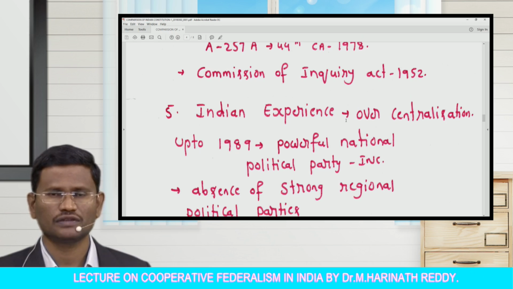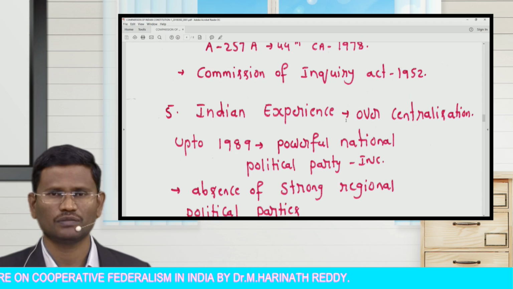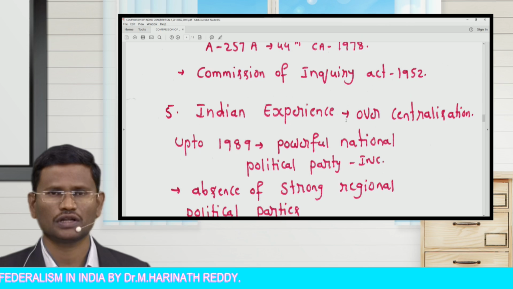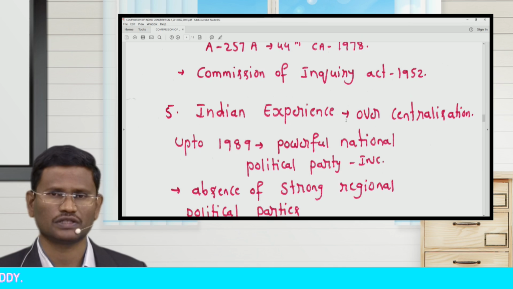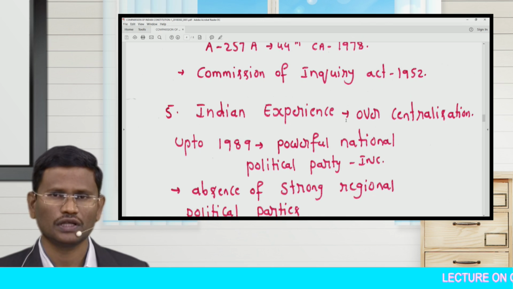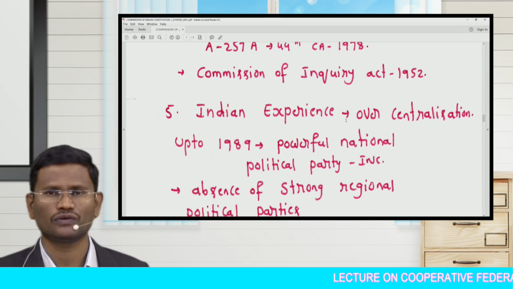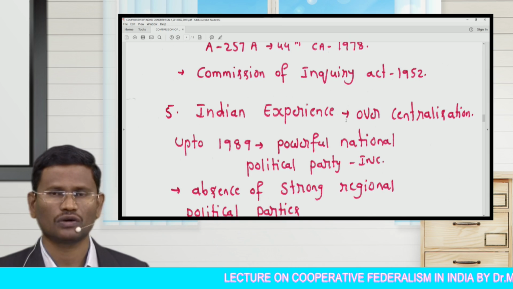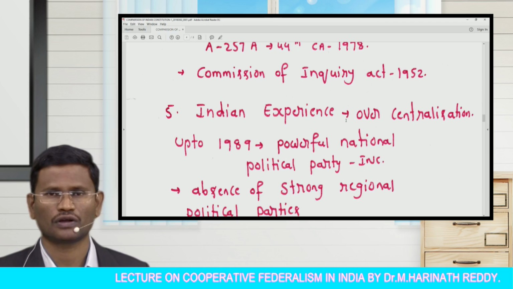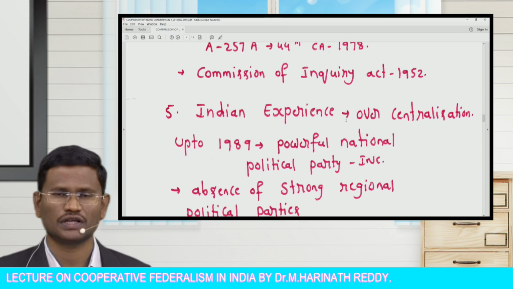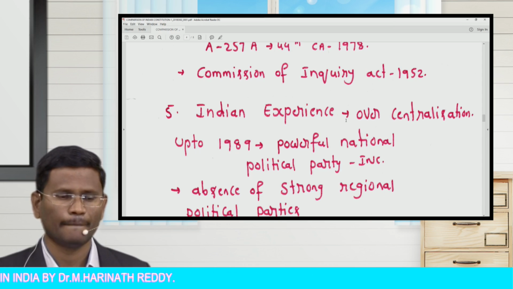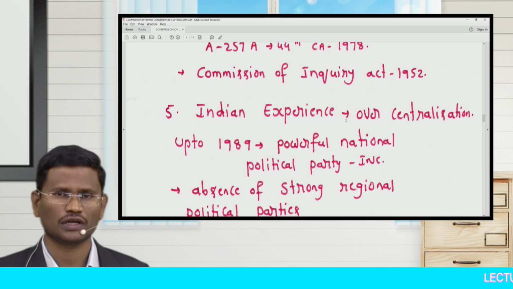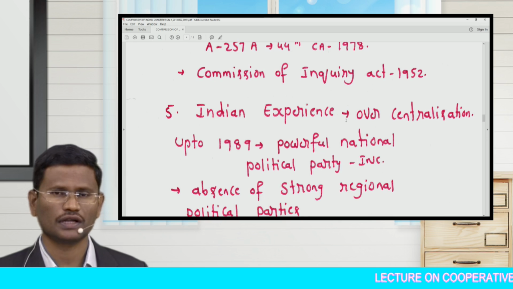So in the first phase, up to 1989 from 1950, because of the strong domination of one national political party, the Indian National Congress, at the national level and in most of the state governments, there was no real idea of cooperative federalism. Thus, the constitution worked more like a unitary constitution rather than a federal constitution. The autonomy of the states was not respected. The autonomy of the states was always under serious threat.